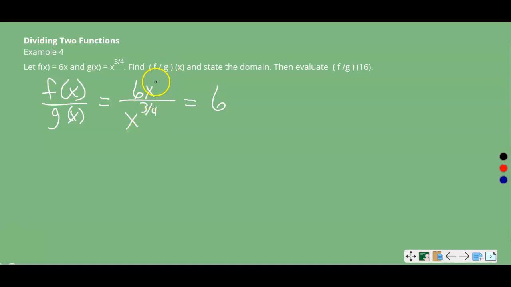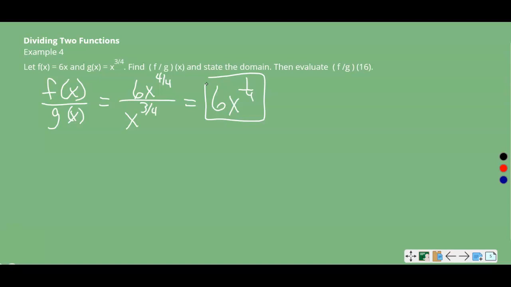Well, x doesn't have an exponent, so that means it's assumed to be a 1. We need that to be a common denominator with 4. So let's write this as 4 divided by 4. Then again, I keep my base and I subtract from top to bottom. So 4 minus 3 is 1 over 4. So 6 times x to the 1/4 power is my function f divided by g of x.